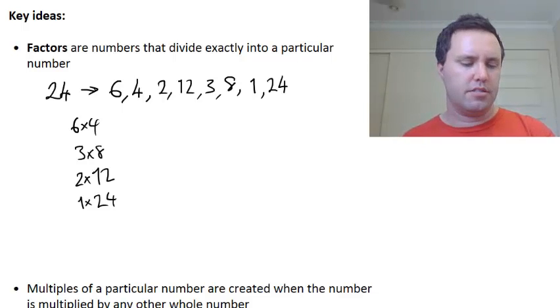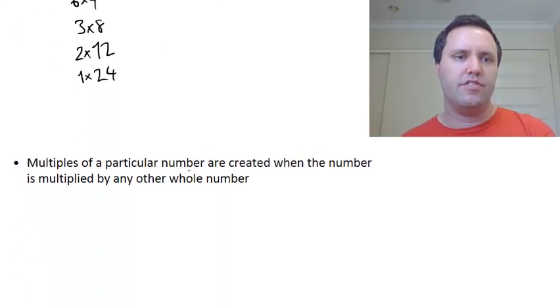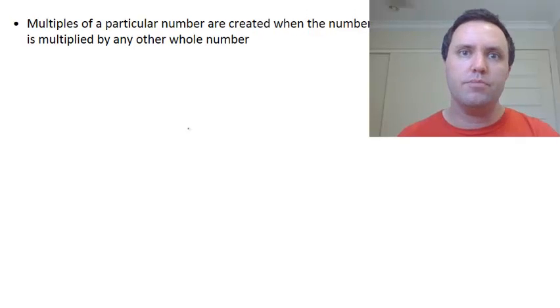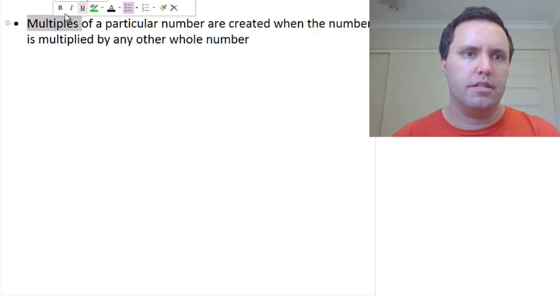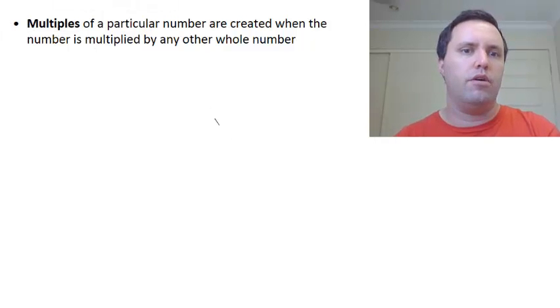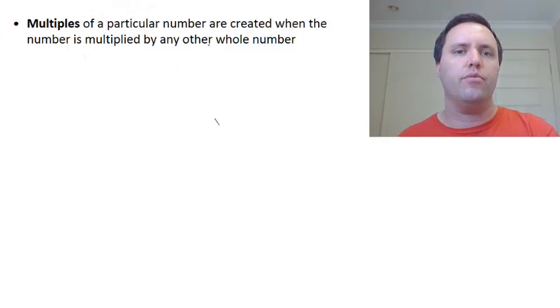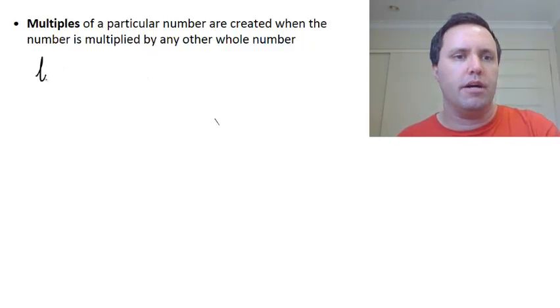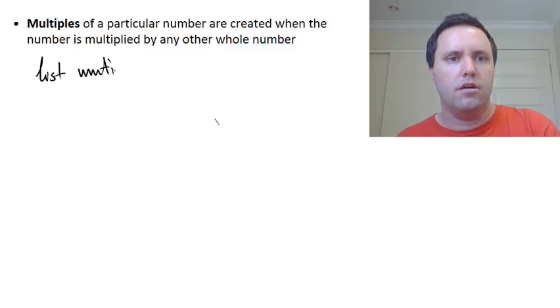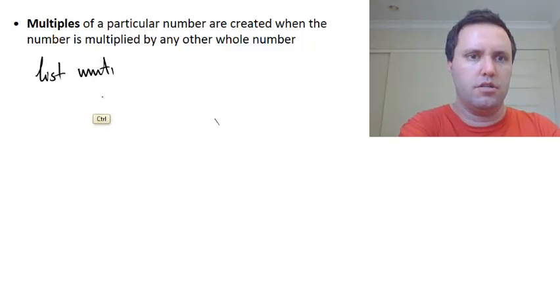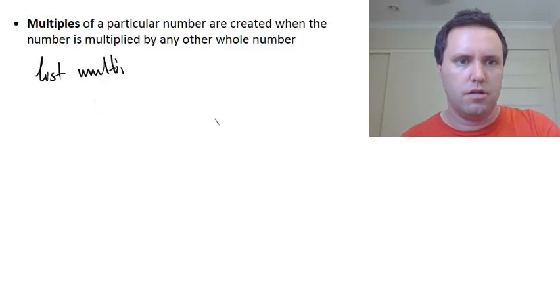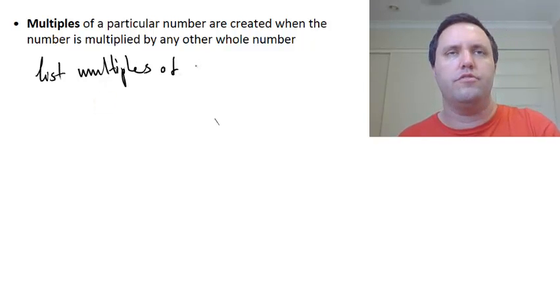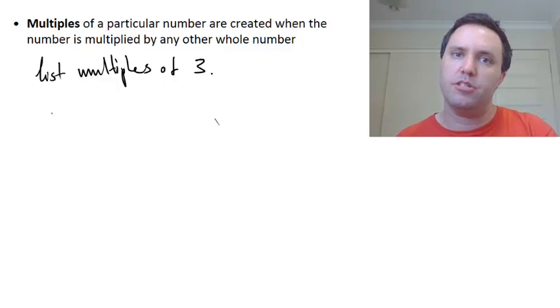Okay, so that's one thing you might be asked to do in this section, is to list factors of some particular number. Okay, multiples of a particular number. Let me just bold this one here. Multiples of a particular number are created when the number is multiplied by any other whole number. So for instance, you might be asked to list multiples of, let's go for 3. Okay, so list multiples of 3.